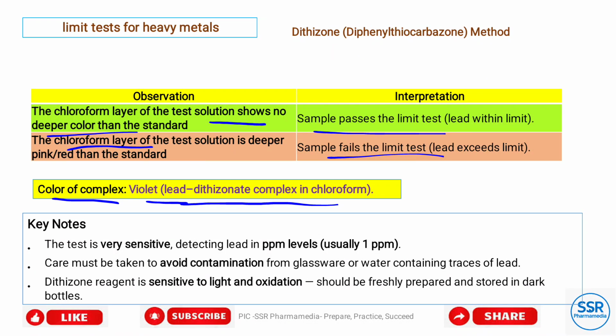So keynote: the test is very sensitive, detecting lead at the ppm level, usually 1 ppm. Care must be taken to avoid contamination from glassware or water containing traces of lead. Dithizone reagent is sensitive to light and oxidation, so it should be freshly prepared and stored in dark bottles.